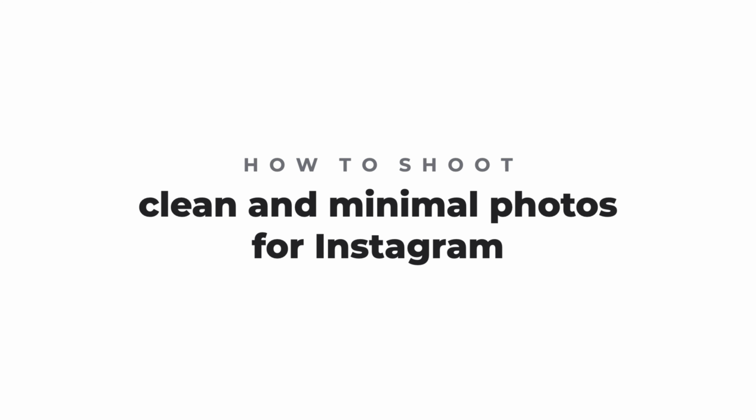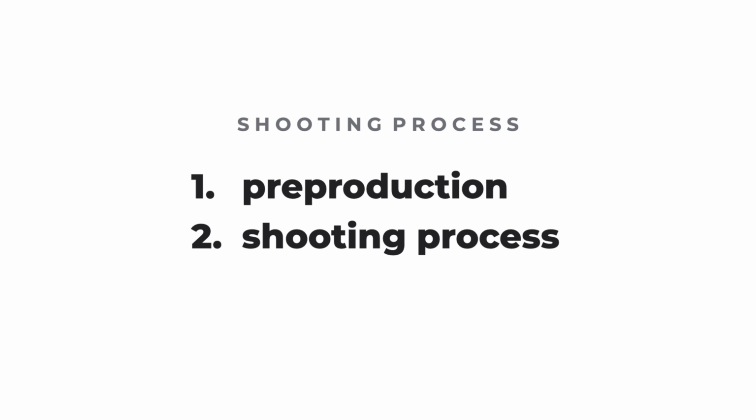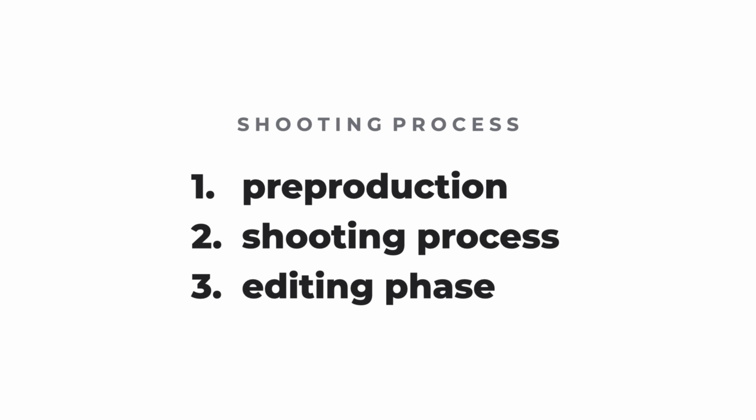So sit back, enjoy the video, and this is how I shoot clean and minimal photos for Instagram. I broke down my shooting process into 3 easy steps. 1, pre-production. 2, shooting process, and 3, editing phase. In this video, we will focus more on the first 2 steps, so let's get straight into pre-production.